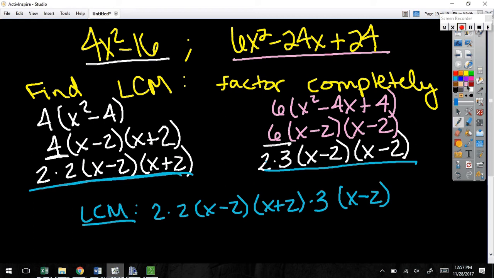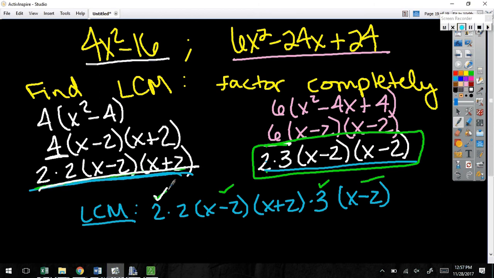So what you want to do is look at this one and double check. Do I have a 2? Yes. Do I have a 3? Yes. Do I have two x minus 2's? Yes. Now let's look at this one. Do I have two 2's? Yes. Do I have an x minus 2? Yes. Do I have an x plus 2? Yes. So everything from both of them is in there now. So my LCM, or my LCD, is 2 times 2 times 3, which is 12, times (x minus 2) squared times (x plus 2).